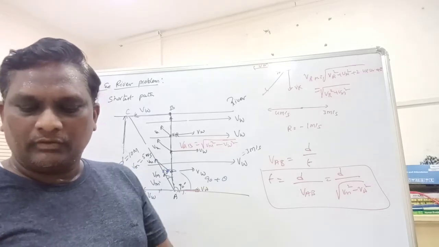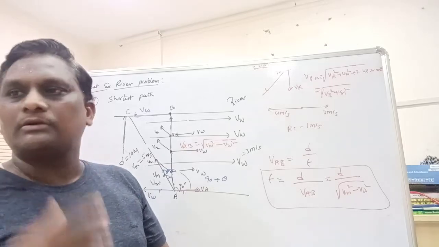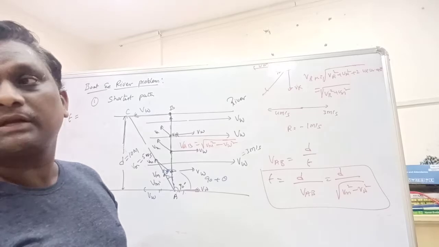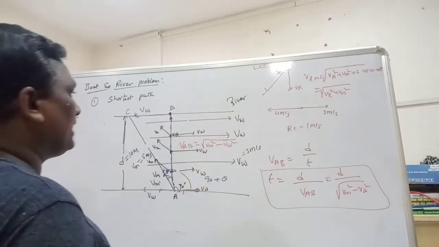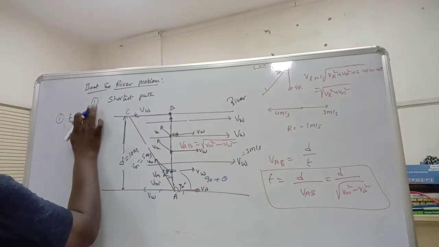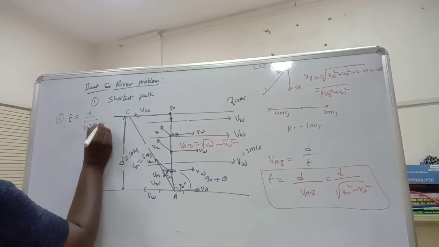The second question is, what is the angle made by the man with respect to the perpendicular to the river? The third question is, what is the angle made by the man with respect to the river? Three questions we can see. First we can find the time taken by the man to reach exactly the opposite bank, which is d divided by root over V_man squared minus V_water squared.